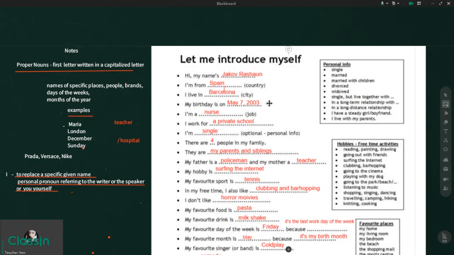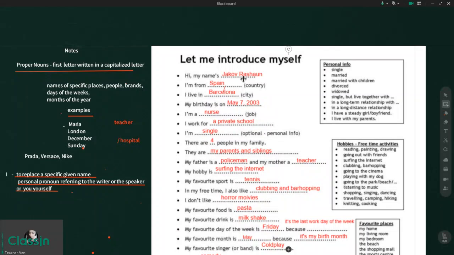Moving forward. In this sample, "Hi, my name's..." you write your name. It's Jacob Rashon. Of course, Jacob Rashon is a proper noun. So you have to write the name Jacob with a capital letter J, and then everything follows with small letters. And then again, the first letter of the last name has to be written with a capital letter.